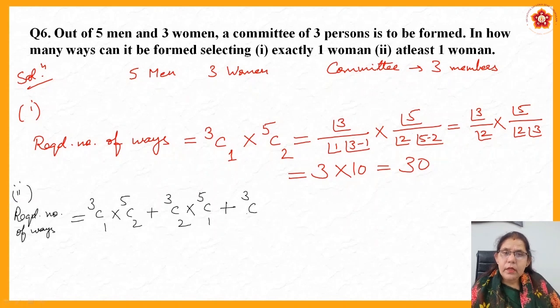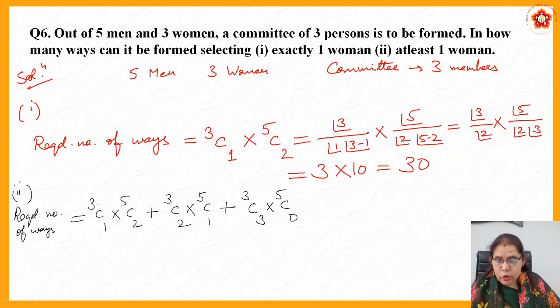Yes. They have said at least 1 woman. They have not said that all men or even 1 man is required. It says at least 1 woman. So that means the committee can have all women also. So out of 3 women, all 3 have been selected. And we don't need men because the committee has already been formed.